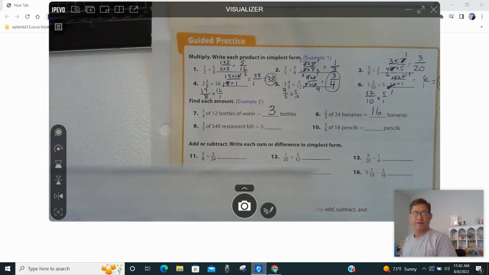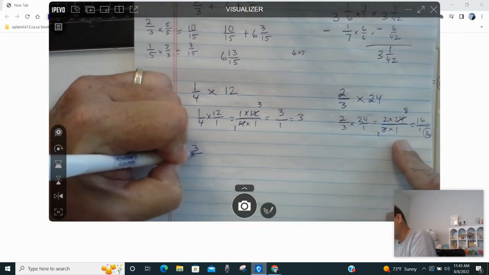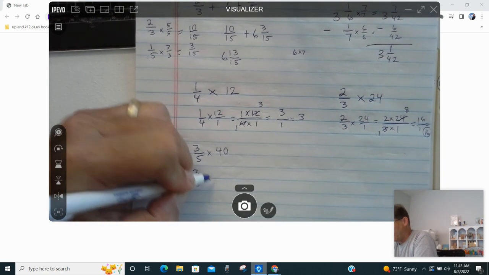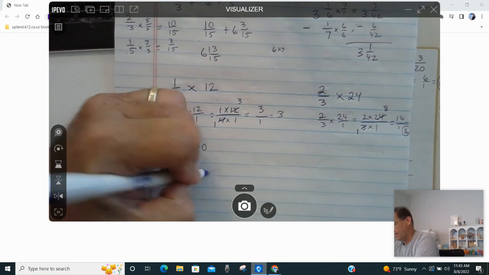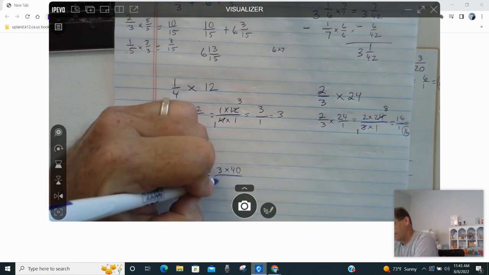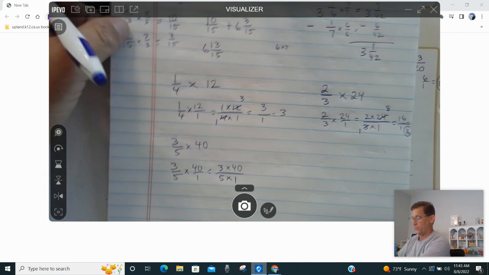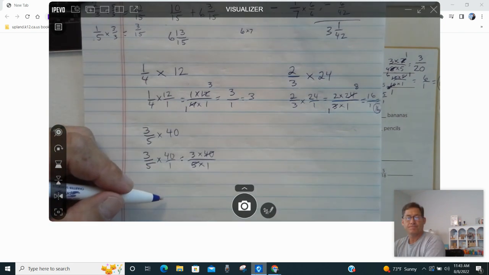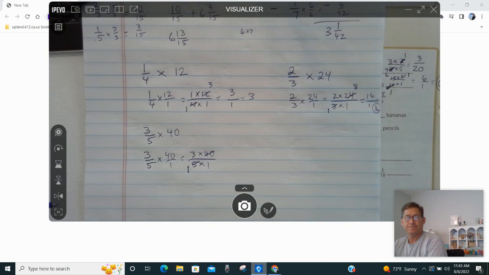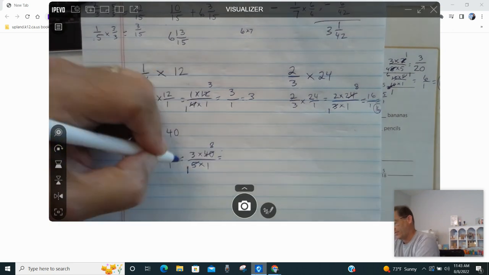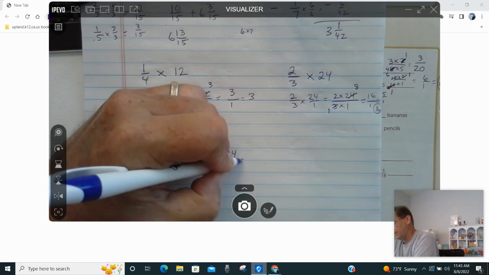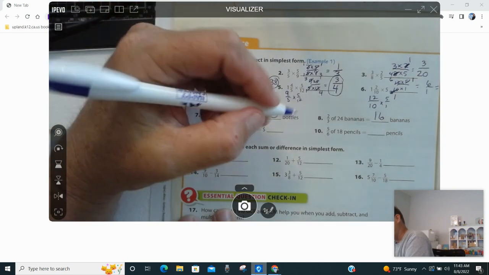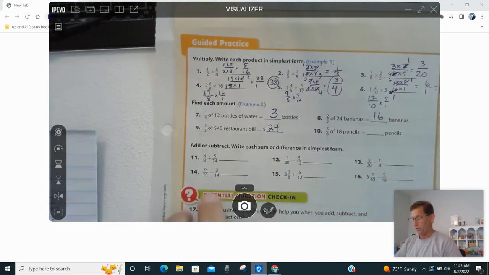Okay, 3/5 of $40. Rewrite 40 as 40 over 1. All right, so 3 times 40 over 5 times 1. 5 is a factor of 40. 5 divided by 5 is 1. 40 divided by 5 is 8. 3 times 8 is 24. 1 times 1 is 1. Simplifies to 24. So 3/5 of a $40 restaurant bill is $24.